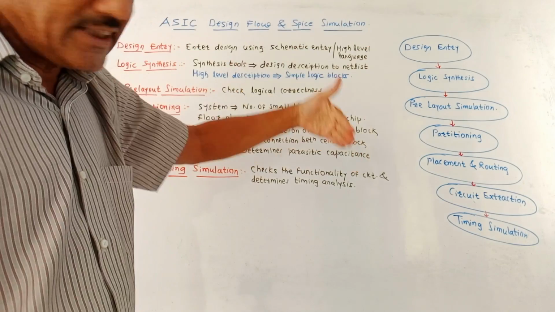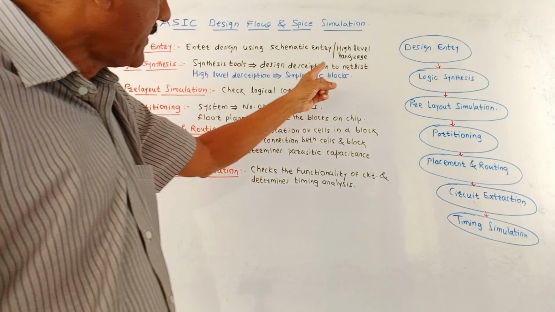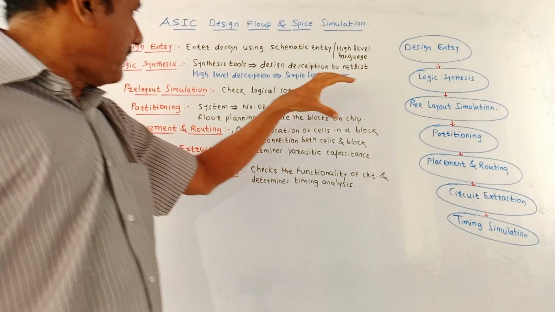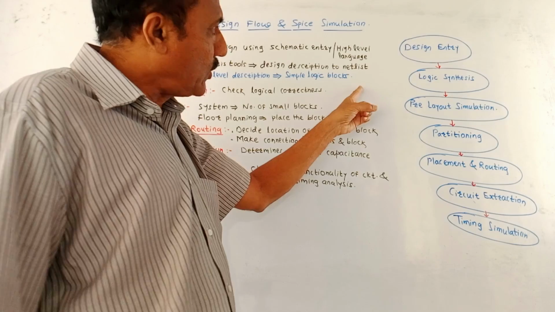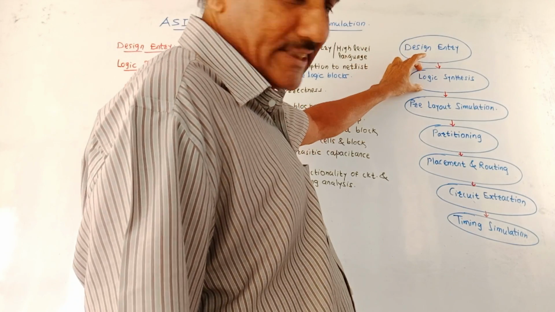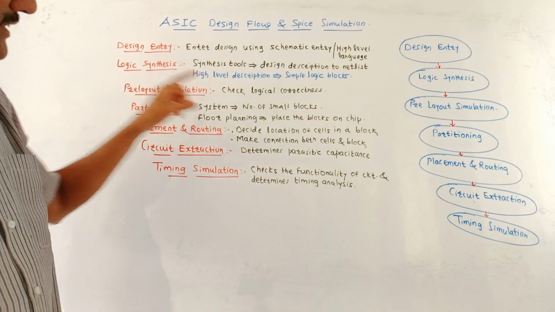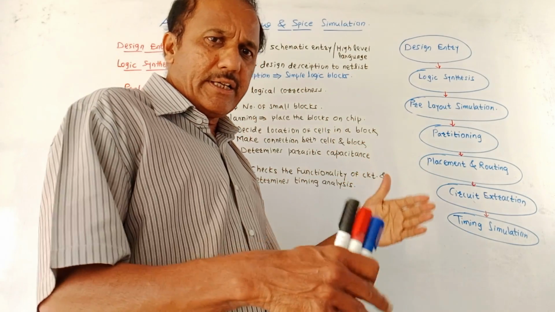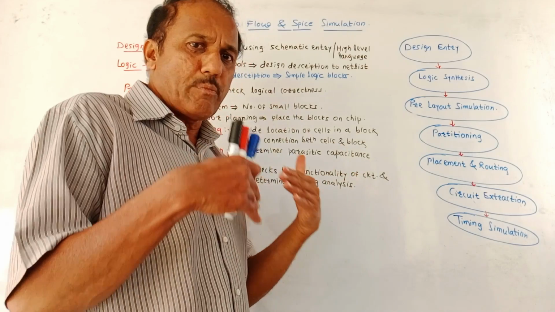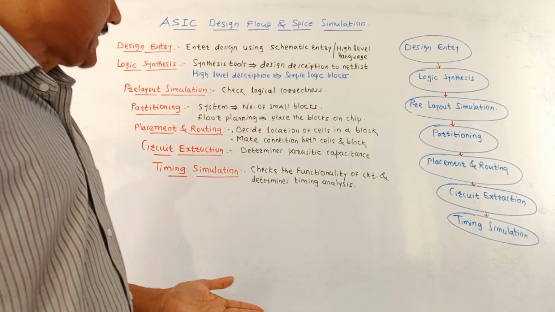That means it converts the design descriptions, whatever you have entered, into the netlist, and the high level description is converted into simple logical blocks by using this logic synthesis. Then next is pre-layout simulation. So this block is basically a simulator which is used to make certain corrections in the designing.